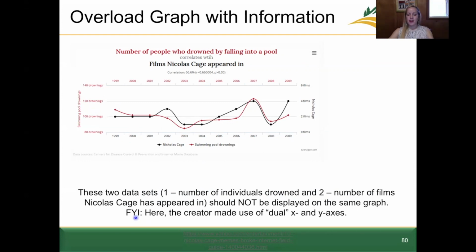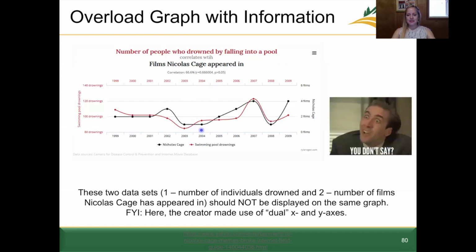This is an FYI, the creator here has made use of dual y-axes, where on the left y-axis we have 80, 100, 120, 140 drownings, and on the right y-axis we have 0, 2, 4, and 6 films. I guess one thing this graph has going for it is that at least the x-axes are the same. But still, this is not an example of a graph that you would want to create or look at. It's really oddly deceptive to put these two different sets of data together on the same plot. And I'll leave you with that.